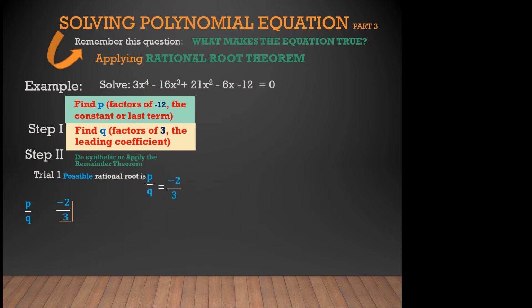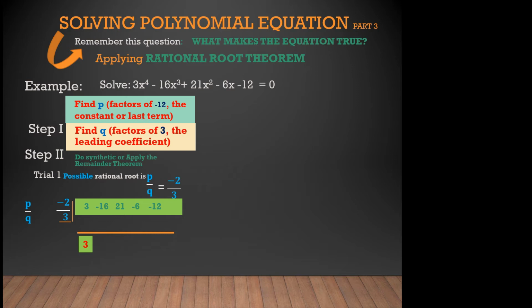So in synthetic division method, we will copy the numerical coefficients of the polynomial equation. Don't forget to arrange the exponent from highest to lowest. And then 3 will be our first numerical coefficient because 3x raised to 4 has the highest exponent. This is the leading term. Followed by negative 16, then 21, negative 6, and then negative 12. Copy 3, the first numerical coefficient, on the third row.